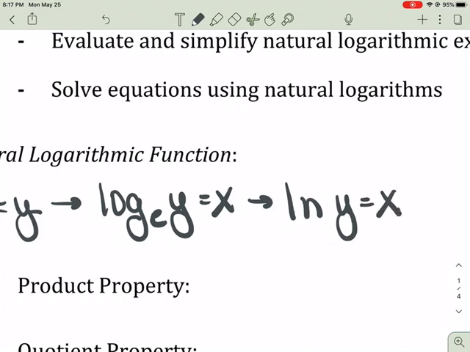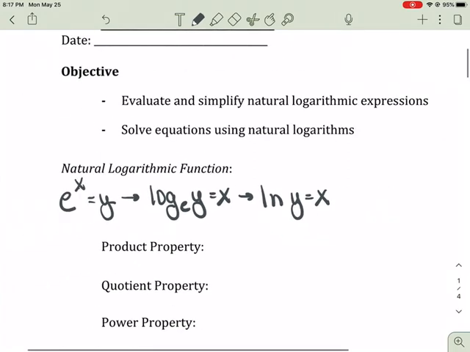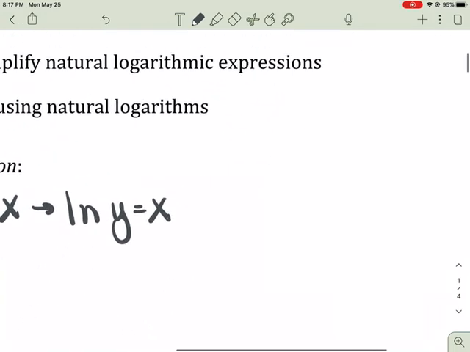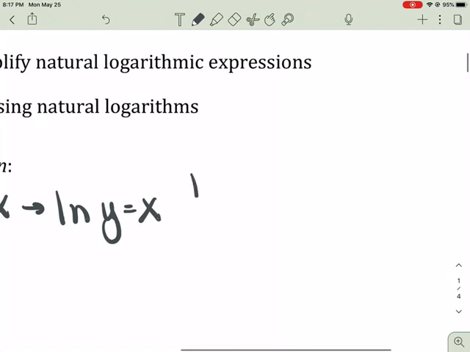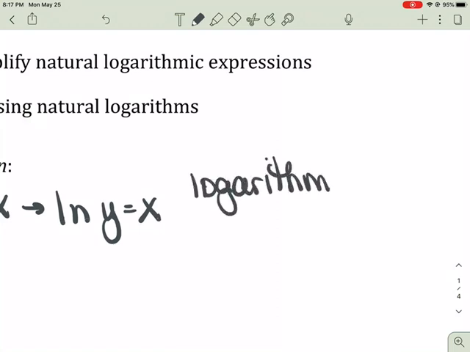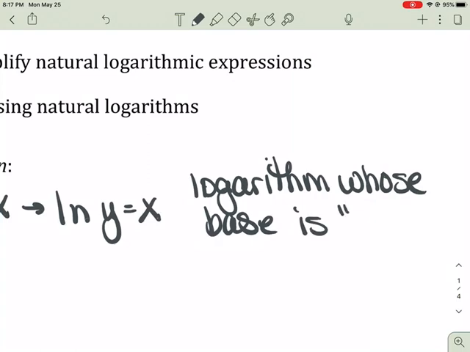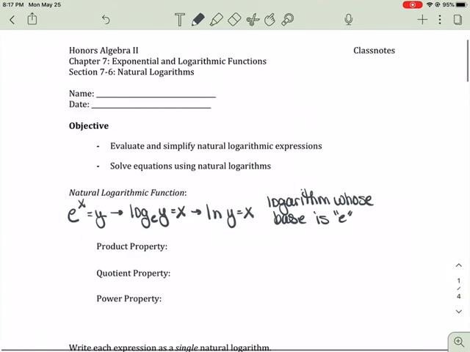So natural log, ln, is a logarithm whose base is e. Okay, that's what we need to remember. It's a logarithm whose base is e. So all of our properties, let's make a note of that before we get into the other stuff. So it's a logarithm whose base is e.